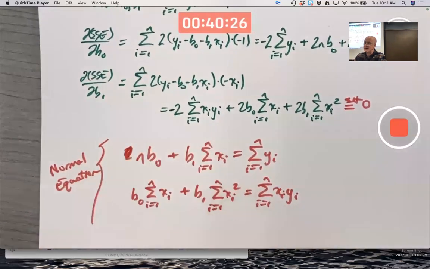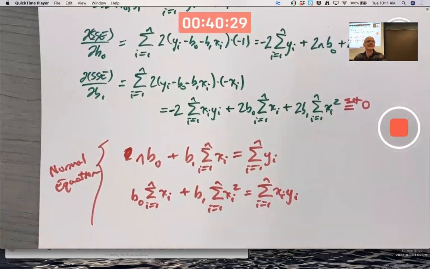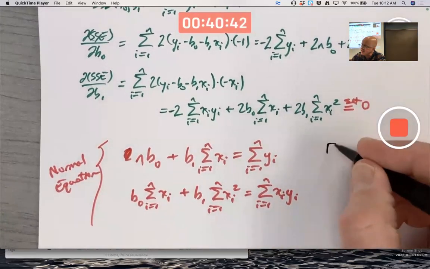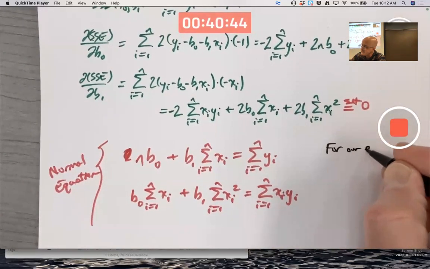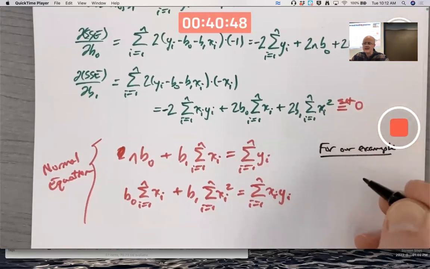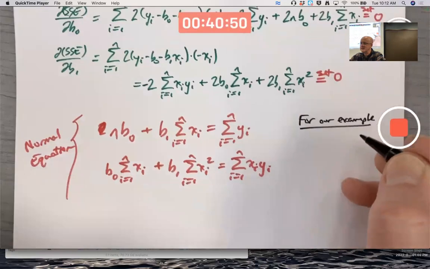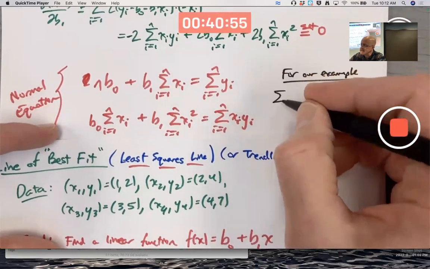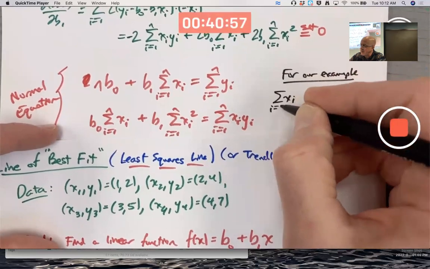And it's certainly a system that you could just write down given any data set, figure out the sum of the x's, sum of the y's, the sum of the xi squareds, the sum of the xi's times yi's, and also the value of n, and write down your system. What would it be for our example? Actually, that's worth doing. For our example, with our data, and going back to these data here, the sum of the x's, i goes from 1 to 4.